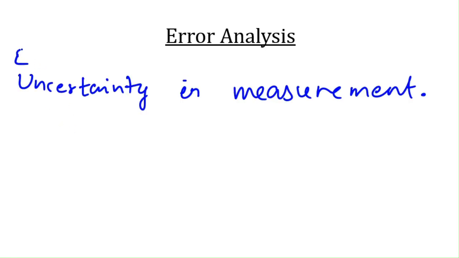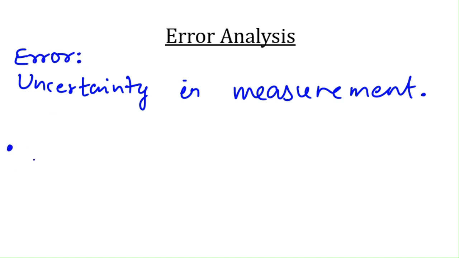Okay, let's start a new topic, error analysis. So what do we mean by error? Look, if we are measuring any physical quantity, there is a chance to get some uncertainty in the result. That uncertainty we call error in measurement. So this is called error.